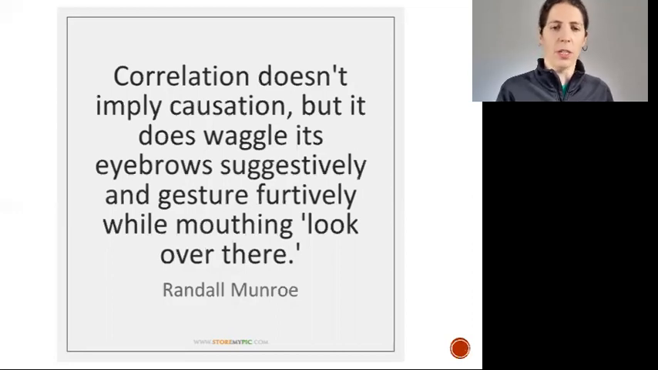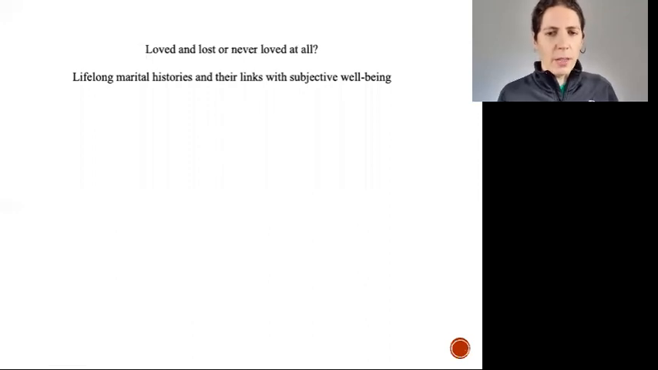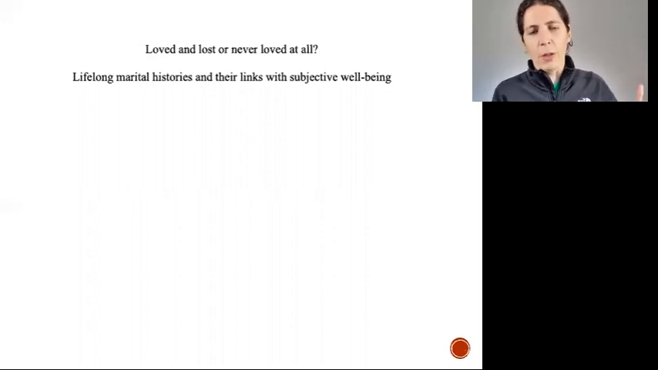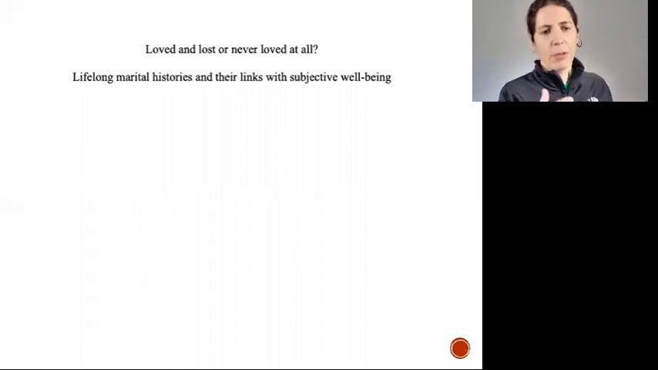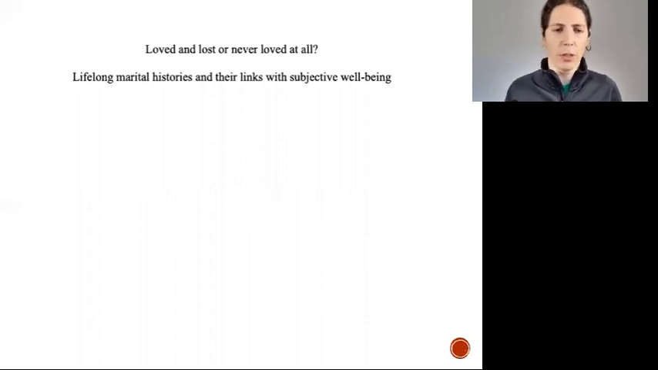So the title of the paper is "Loved and Lost or Never Loved at All, Lifelong Marital Histories and Their Links with Subjective Well-Being." So already from the title, you can tell what variables they're talking about. They're talking about whether people were married throughout their lives or not, and how that's associated with subjective well-being or your life satisfaction. And links with is an association phrase.